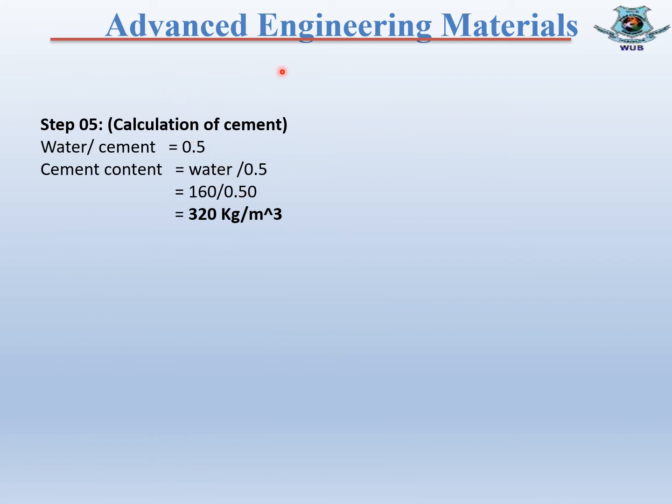Calculation of cement. In the last slide we got the water cement ratio as 0.5, and from this ratio we can calculate the cement content. Cement content equals water divided by 0.5. And the water content is 160 kg per meter cube, which we calculated in step 3. And this is the water cement ratio, and finally we got the cement content as 320 kg per meter cube.